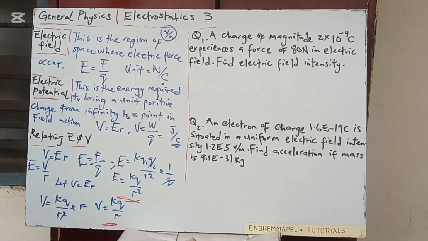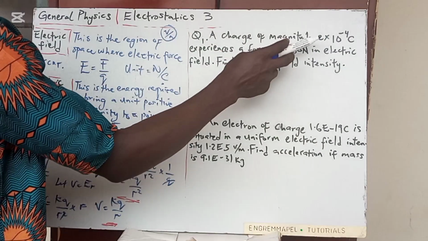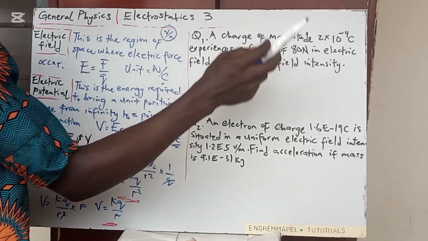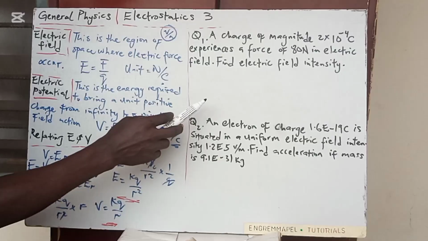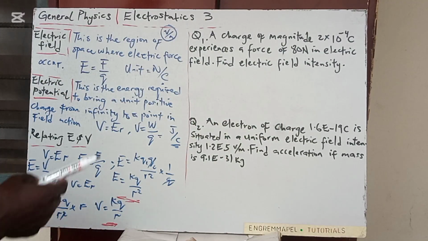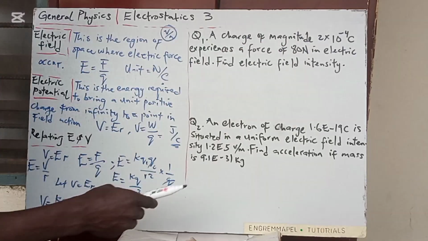So I'm going to the first question. A charge of magnitude 2 times 10 raised to the power minus 4 coulombs experiences a force of 80 Newton in the electric field. They say we should find the electric field intensity. Now, what is the formula for electric field intensity? We already know that it is force over charge. So this is a direct question.